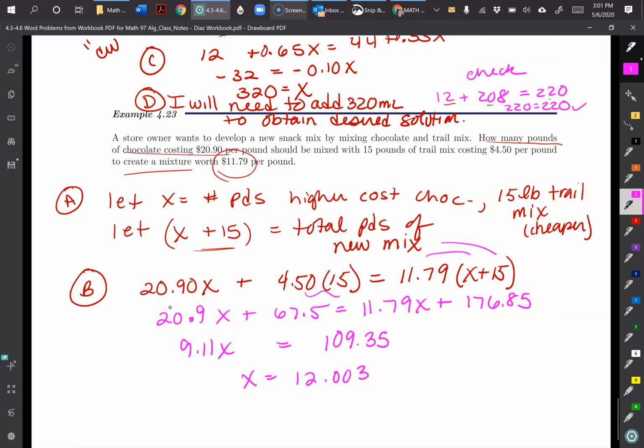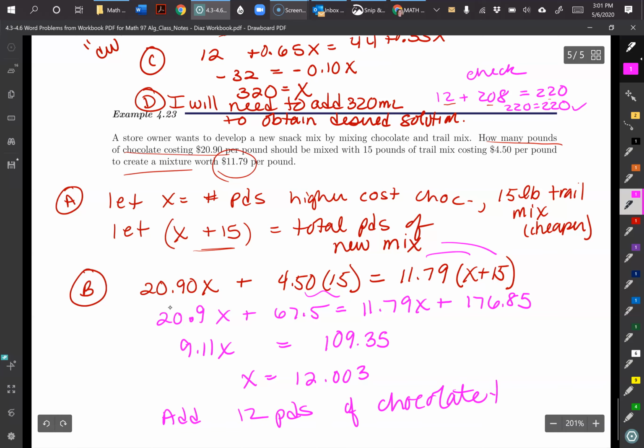So the question asks just how many pounds of chocolate would I need to add. So some rounding happened through here. So I'm going to say add 12 pounds of chocolate to get the new mix.